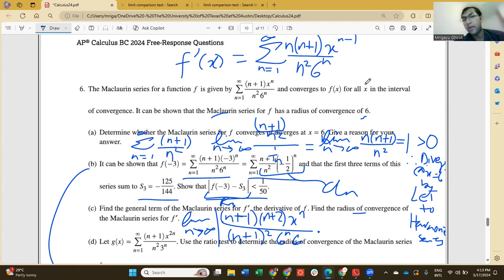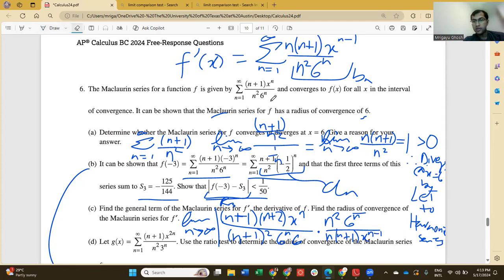That is b sub n plus 1. And then now I'm going to divide it by b sub n, which is the same as multiplying by its reciprocal. So I'm going to have n squared times 6 to the n on top, over n times n plus 1 times x to the n minus 1, which I could write as x to the n times x to the negative 1, which is x on the numerator here. Okay. I believe that should be good.